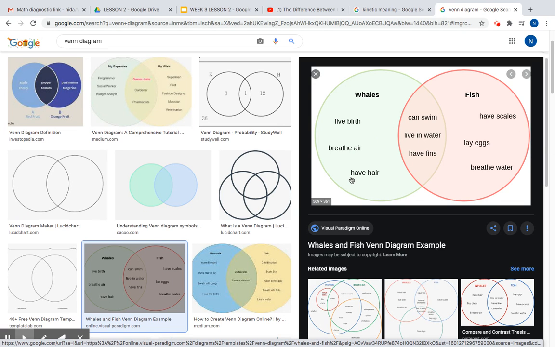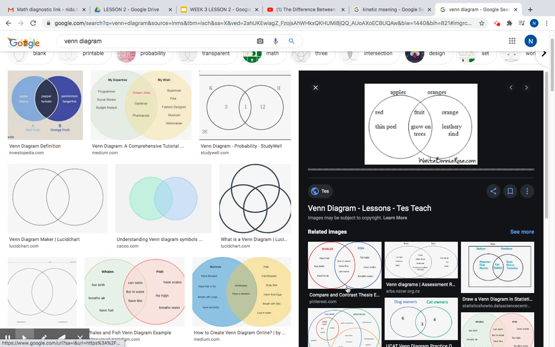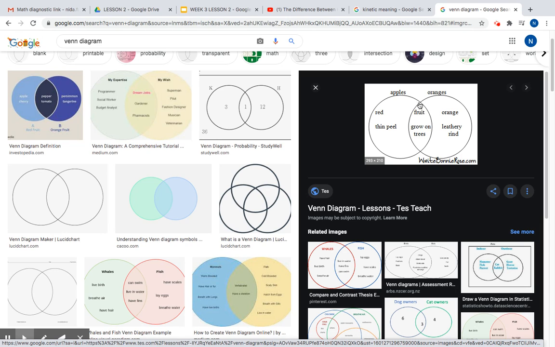Okay, so let's have a look at this one, how apples and oranges are different and how they are similar. The middle part talks about the similarity. That means both are fruit, both grow on trees, and how they are different. Apples are red, they have thin peel, and oranges are orange in color and they have a thick rind. So this is how you're going to draw a Venn diagram about potential energy and kinetic energy, and in the middle you're going to write how they are similar.